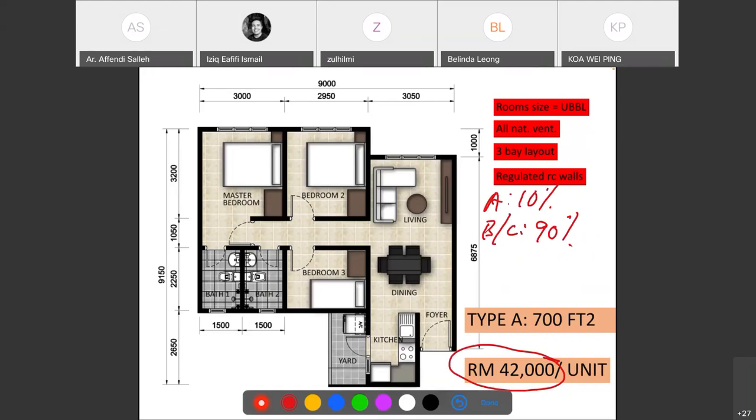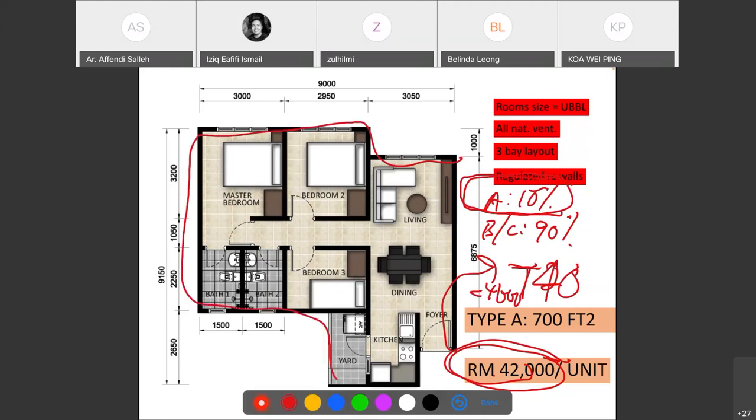It's too cheap if you ask me, but the authority must have this, because they are selling this to the T40, the ones with a household income less than 4,000 ringgit. But the developer has to build it. So the developer is going to build this at a loss, but they will compensate with other types, type B and C, the ones where they sell at 250,000 ringgit.